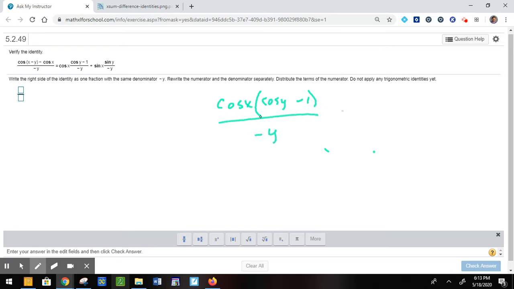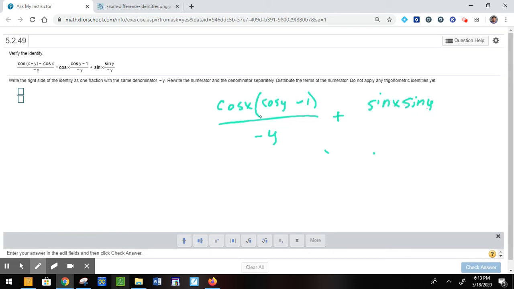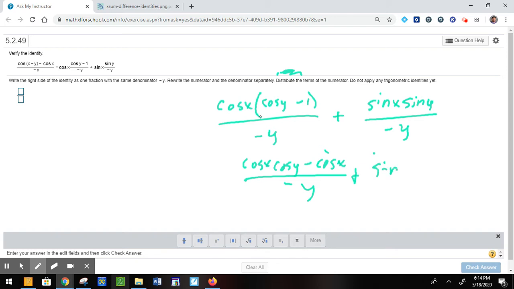The second fraction, you've got sine x sine y over the opposite of y. You can distribute here. That's what it's talking about in the directions there with distributing. So you've got cosine x cosine y minus cosine x, all over negative y, plus sine x sine y over opposite of y.